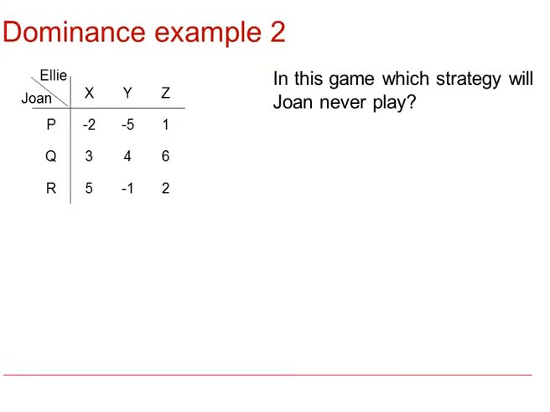Looking at a second example. In this game, which strategy should Joan never play? Well, Joan is player 1. Looking at the matrix and comparing the rows, we see that if Joan plays Q, she would gain 3 rather than losing 2, or gain 4 rather than losing 5, or gain 6 rather than only 1. Therefore, by comparing the rows, we can see that in this particular case, Q dominates P, and therefore Joan should never play strategy P.